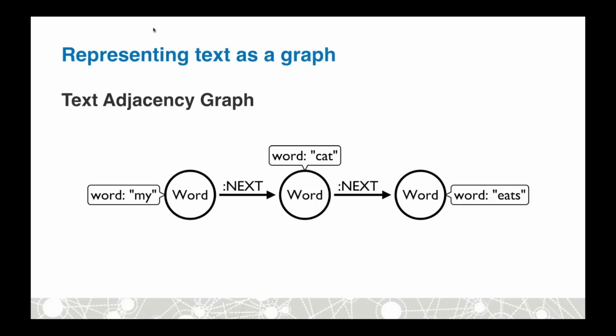So here's an example. If we had the phrase, "my cat eats," we would have 3 nodes in our graph, one for each word. And we're storing the words as properties on those nodes. And we would have the word pairs that we've seen connected by a next relationship. So we have my cat with a next relationship, and we have cat eats with a next relationship. This is the basic model that we're going to use for all of our examples with natural language processing.